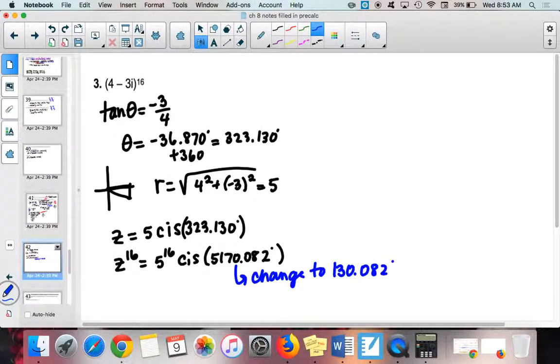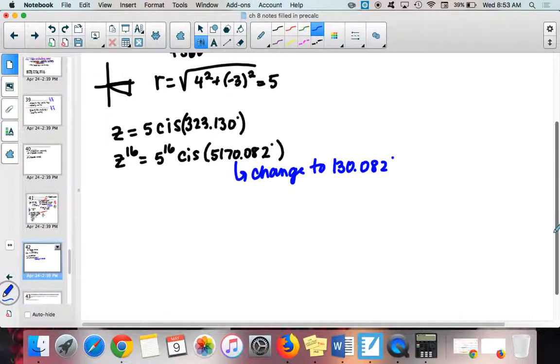Everybody with me so far? All right, so that would be my trigonometric form. All right, and we can leave it like that, that's fine. So if I wanted the a plus bi form, I'd have to find cosine of 130 point blah, blah, blah, times 5 to the 16th. But that 5 to the 16th is a little large. I shouldn't have made it so big, because we're going to have things in scientific notation. Okay, does that make sense? All right, so sometimes they're not very nice.